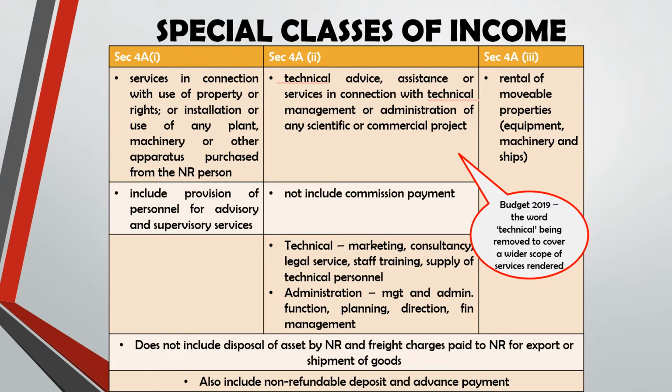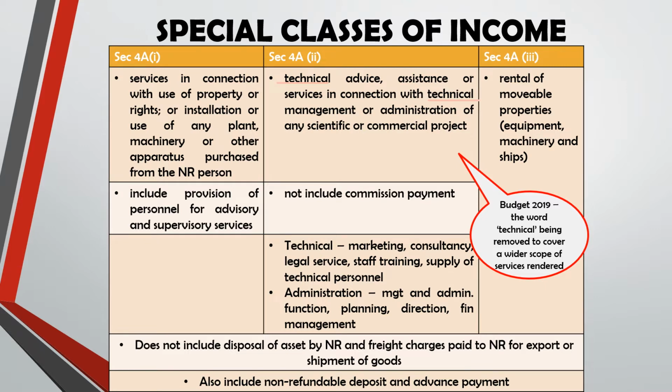So any service, advice, assistance, whether technical or non-technical in nature, can fall under section 4A2. So that will be the example of service: marketing advice, consultancy, legal service, and so on. However, it does not include commission payment. And we have 4A3, which is a rental of movable properties such as equipment, machinery, ships, and so on. It does not include disposal of asset by the non-resident and freight charges paid to non-resident for export or shipment of goods.